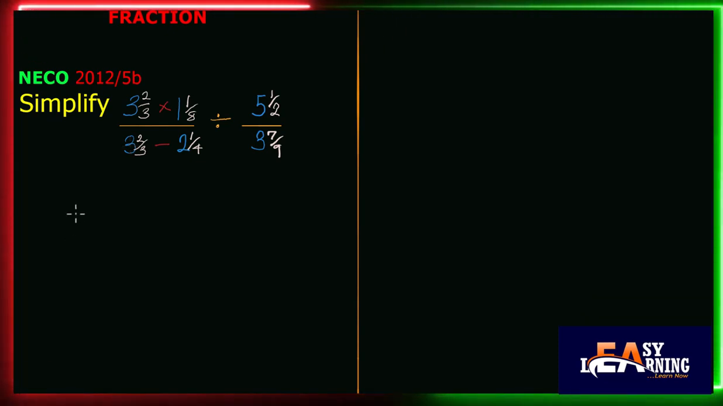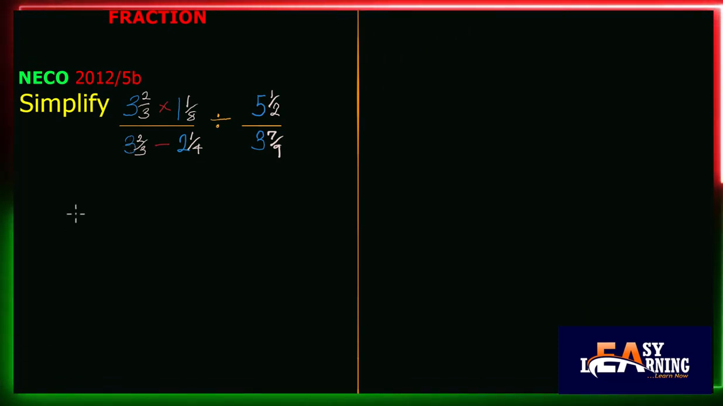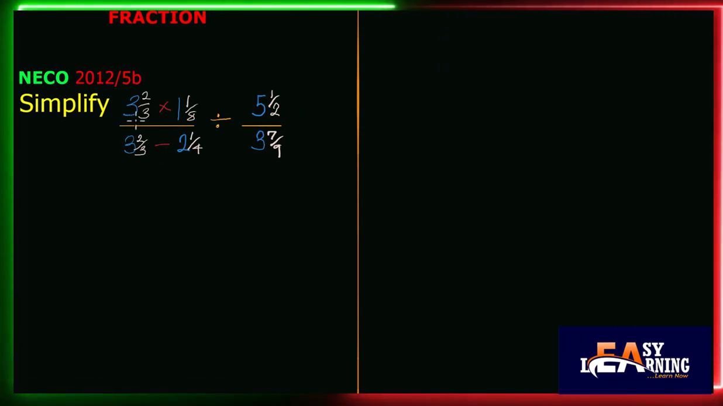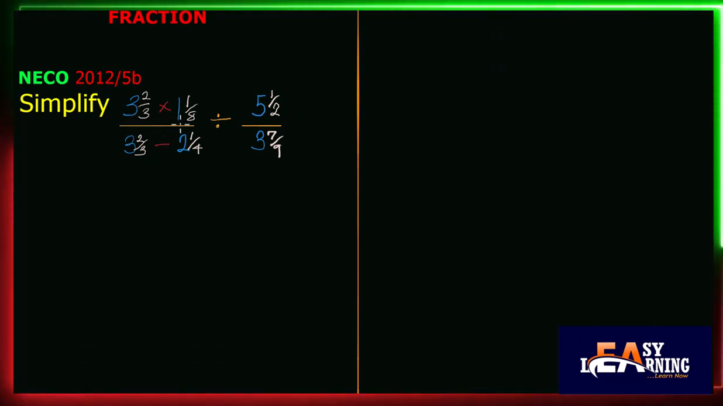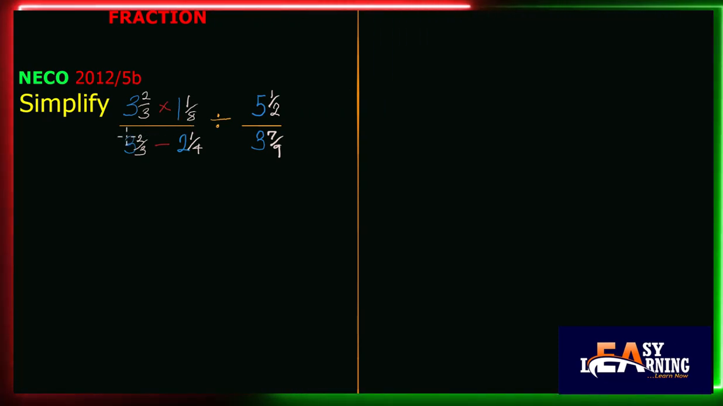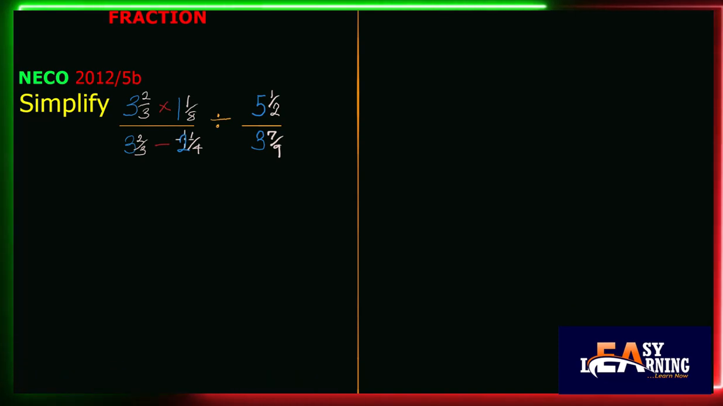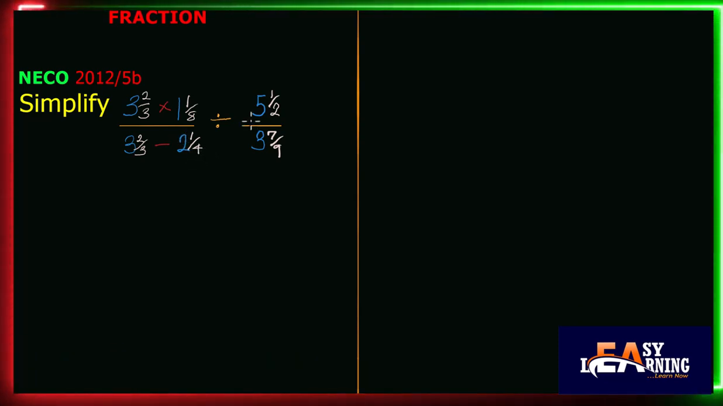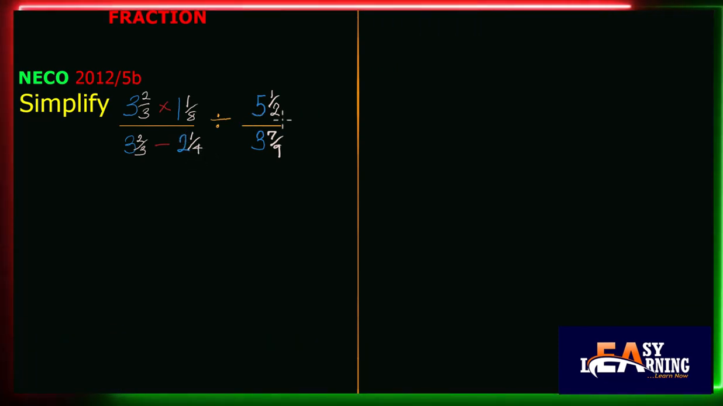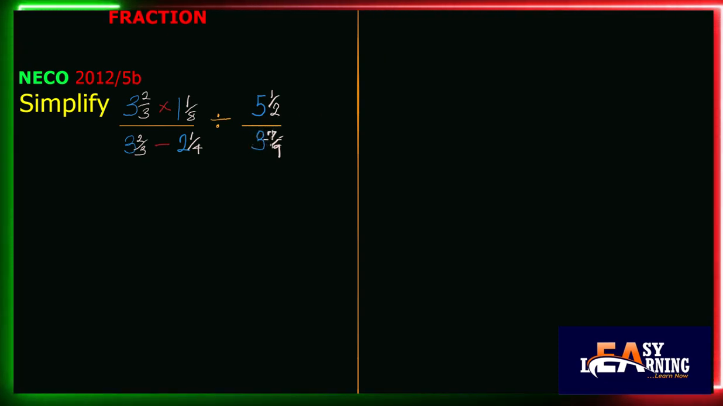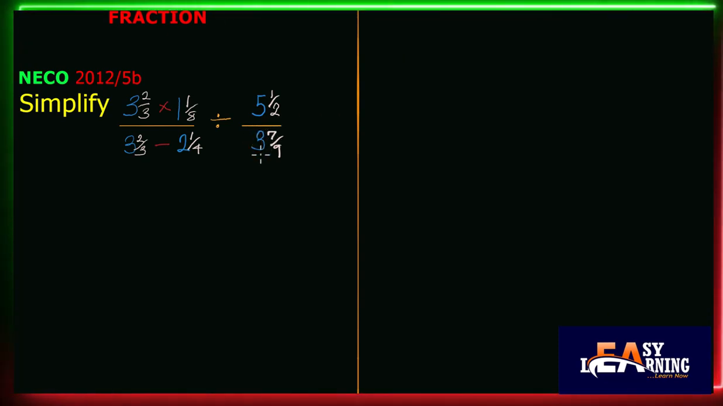This is a theory question, and the question says: simplify 3 whole number 2 over 3 times 1 whole number 1 over 8, everything all over 3 whole number 2 over 3 minus 2 whole number 1 over 4, now divided by 5 whole number 1 over 2 over 3 whole number 7 over 9.